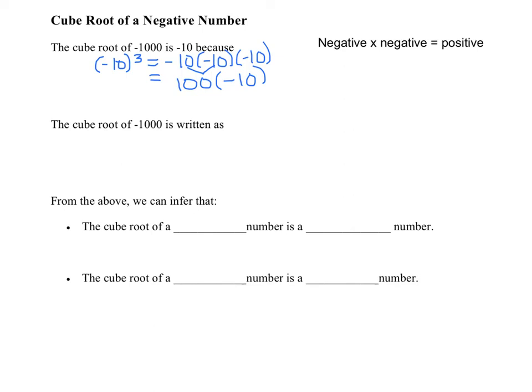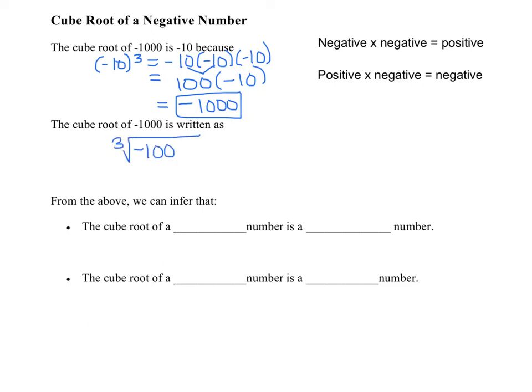So now you have 100 times negative 10. So now we have a positive times a negative, and that's going to equal a negative. 100 times 10 is 1,000. So another key concept is a positive times a negative equals a negative. As a result, the cube root of negative 1,000 is going to be equal to negative 10.